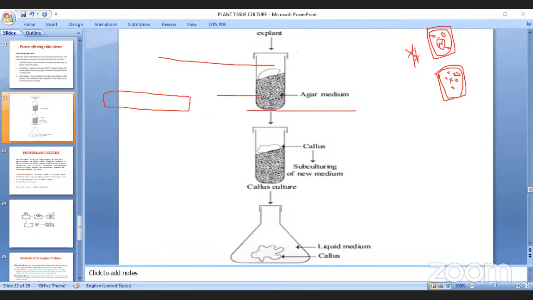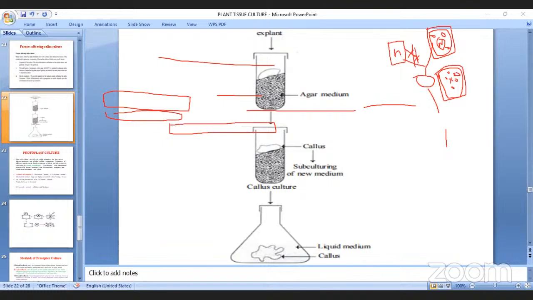In protoplast culture, we can culture protoplasts of different species. This is one protoplast, and we take another protoplast of a different species. We mix both into the media, transfer, incubate, and finally get plants. We will discuss this later. That process is called somatic hybridization.